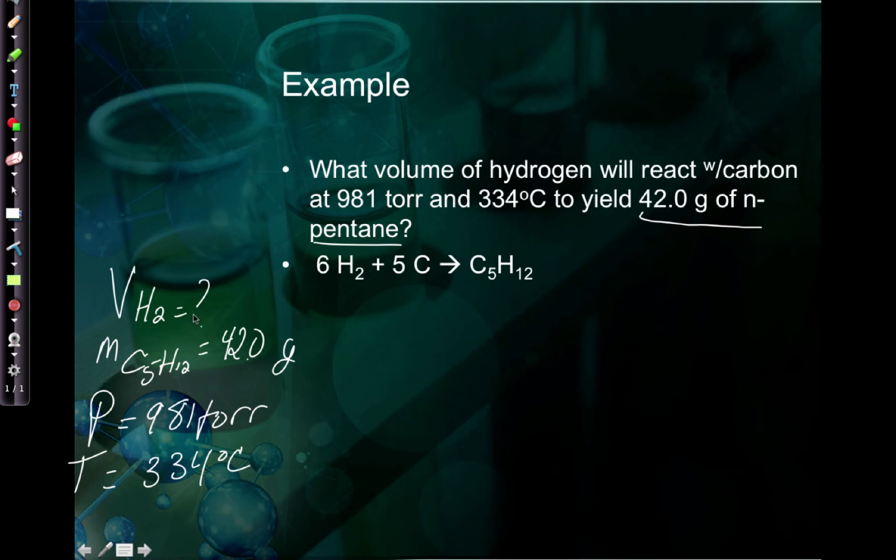Alright, so when I'm looking at this problem, I am looking for a volume, so that means that I will use stoichiometry first. And I know that I'm going to be using the ideal gas law. The ideal gas law is PV equals nRT.